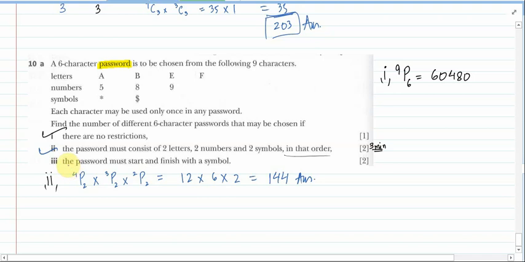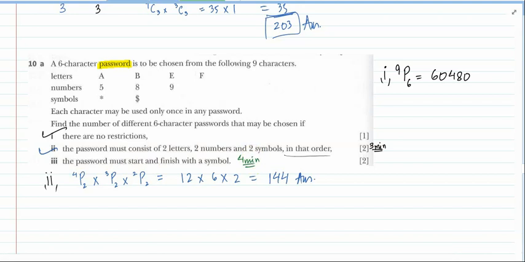The password must start and finish with a symbol. Now you need to give it a try by yourself. Make sure that you are not making a mistake while creating the cases here. So the password must start and finish with a symbol. You have a time of 4 minutes to attempt this question. Give it a try, start.